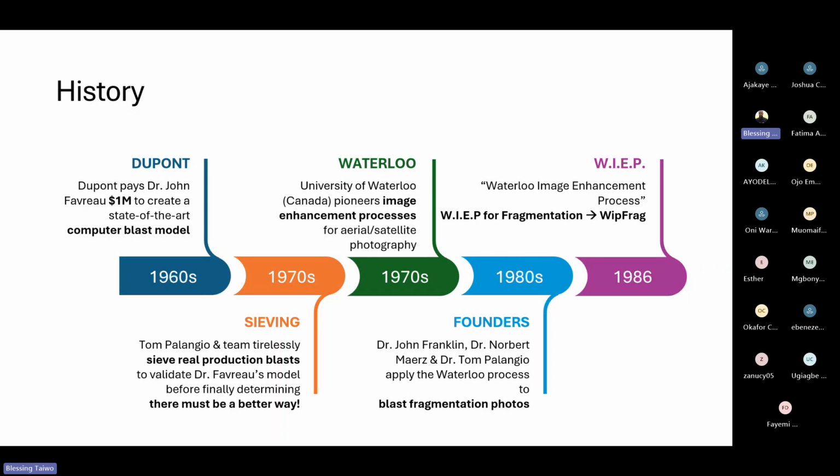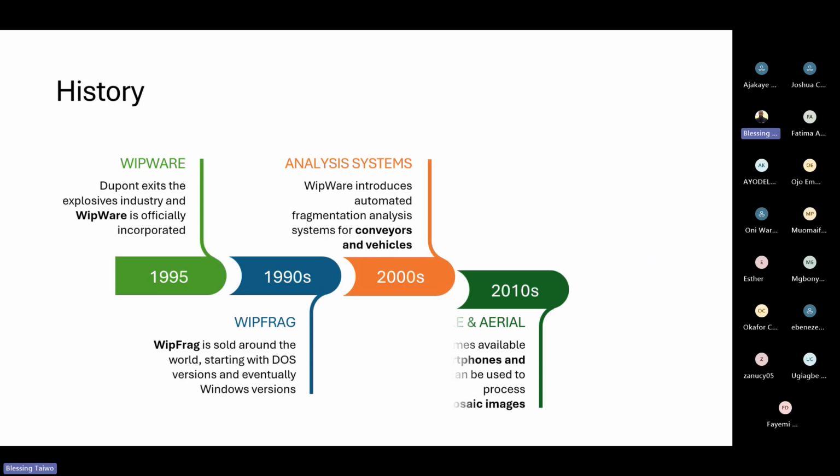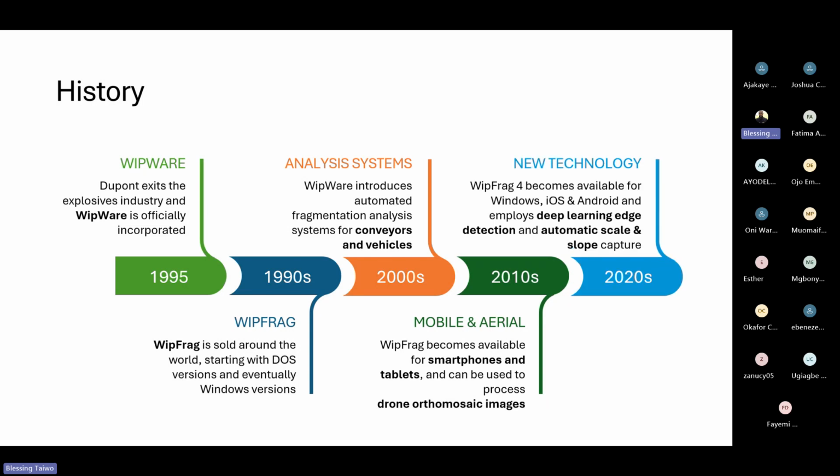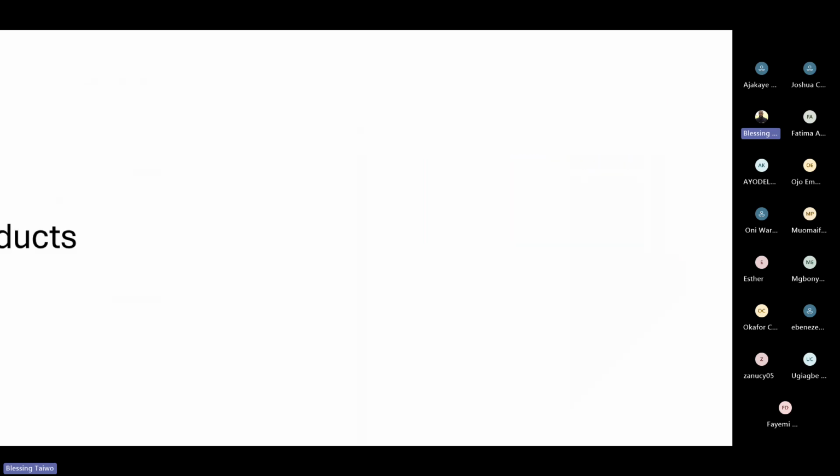So the word WipFrag: WIP comes from the full meaning, the Waterloo Image Enhancing Process, then frag for fragmentation. So it was founded. The story is just there for you. If you need that, you can get the slide. So that's just how it moves down to the new technology.